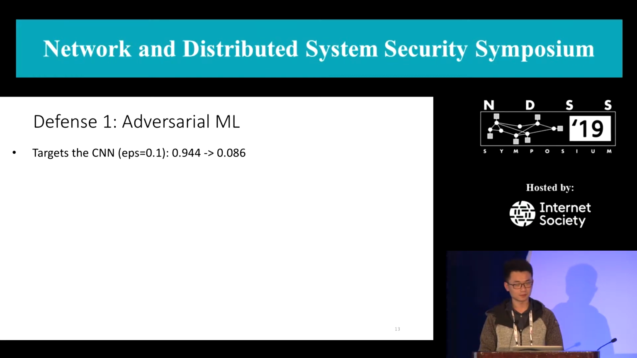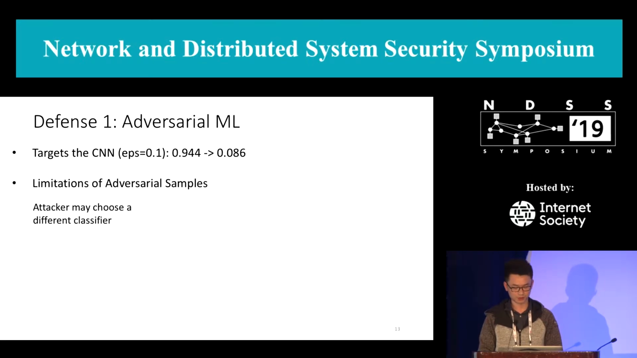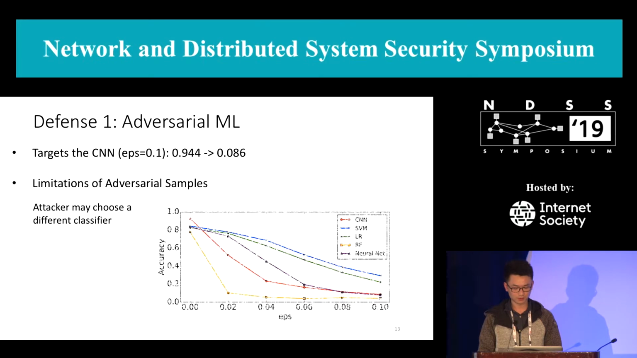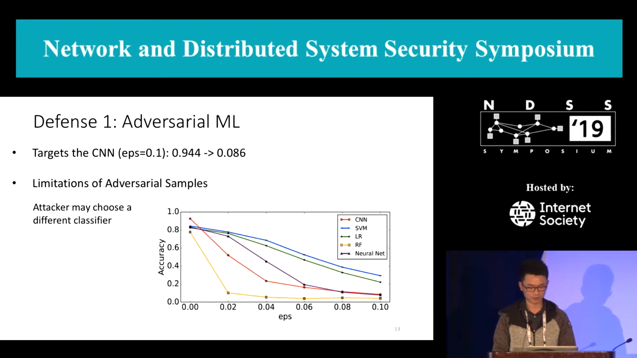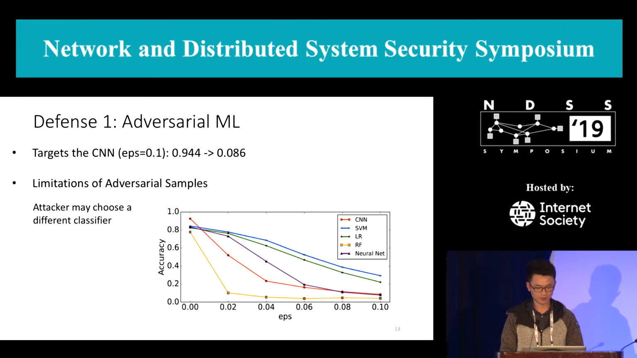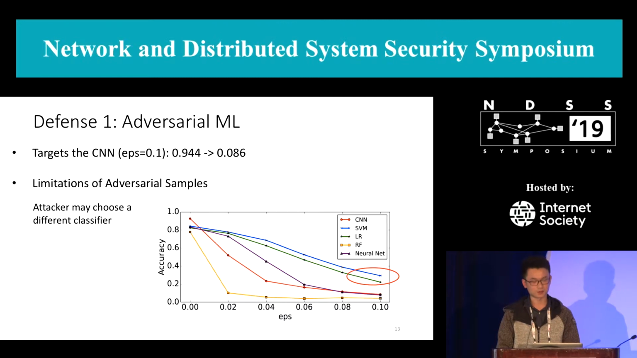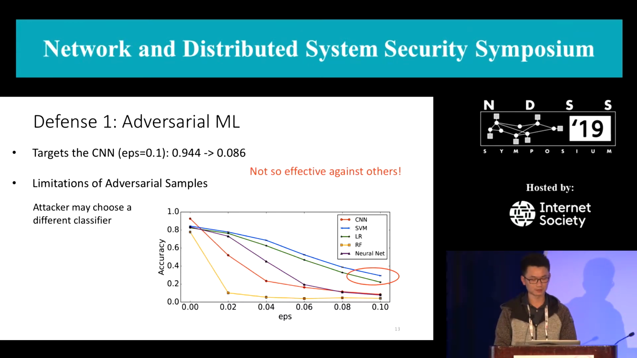However, there are some limitations of adversarial samples. First, the attacker may choose a different classifier. From this figure, we can see that even though the accuracy of the CNN classifier drops to below 10%, the SVM can still achieve about 40% accuracy, which means that the adversarial samples are not so effective against other types of classifiers.